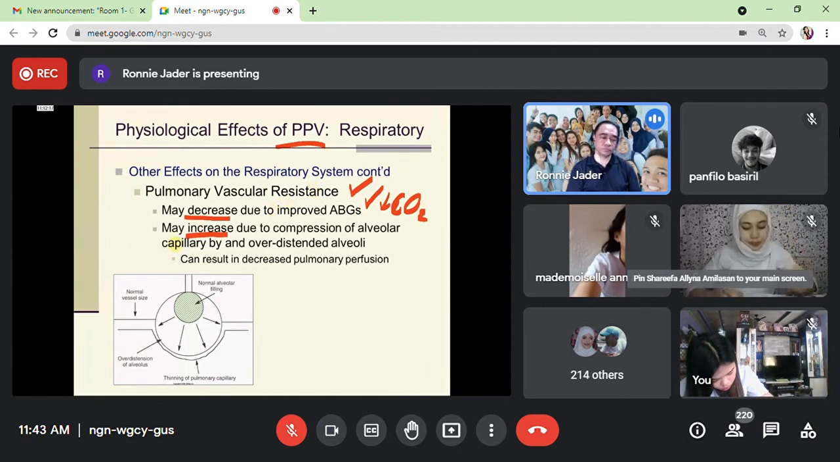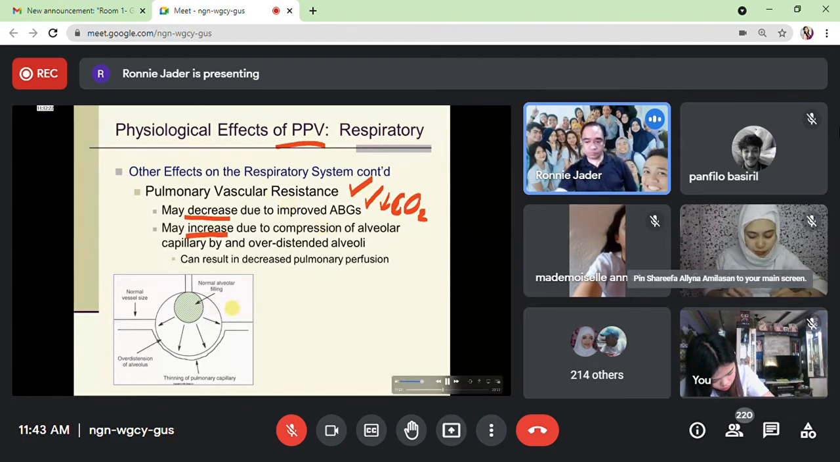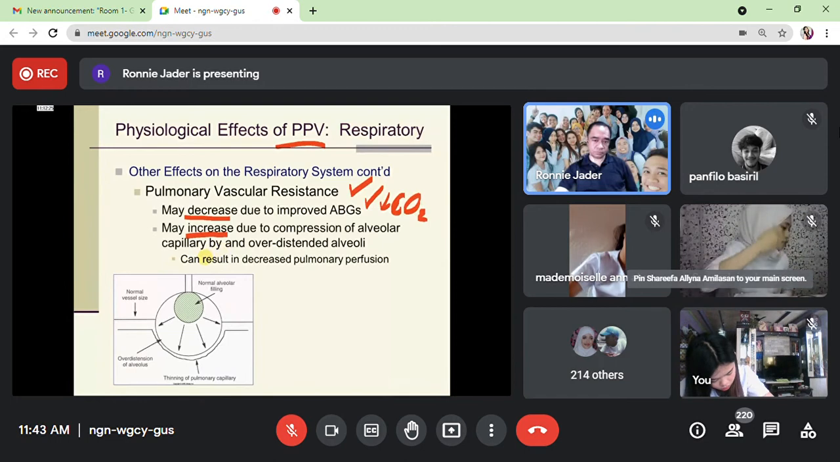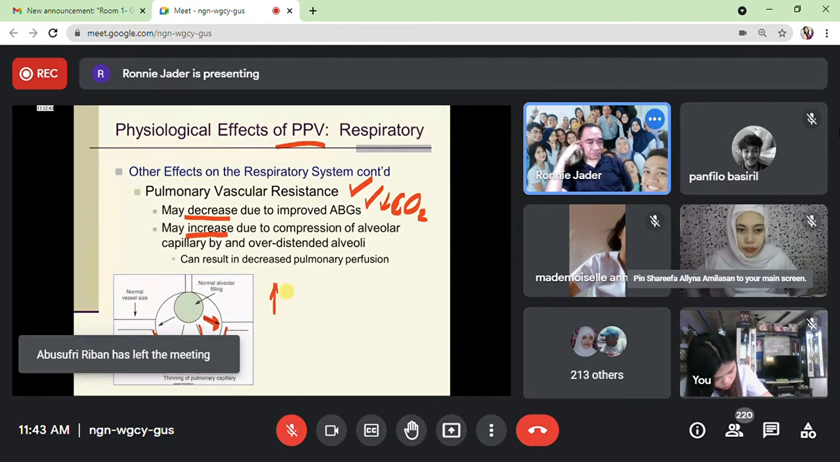We may get an increase in pulmonary vascular resistance when we have actual compression of the alveolar capillary membrane and the capillary around the alveoli with overdistension of the alveoli. So the alveoli is pushing out here, and it's increasing pulmonary vascular resistance, so very little blood gets through here. Now, this is important clinically because when this starts to occur, increasing PEEP and pressure in the lungs is going to be detrimental.